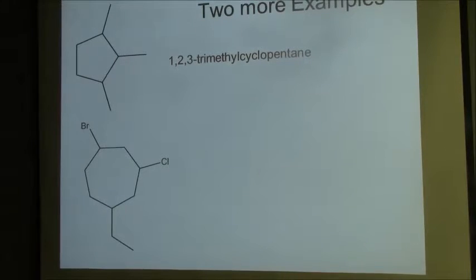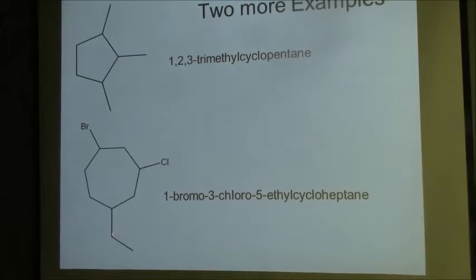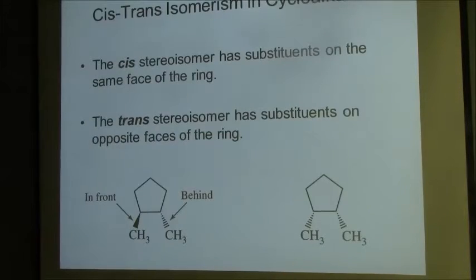Here are 2 more examples. We could have begun numbering from the top or from the bottom. If we started numbering this way, we go 1, 2, 3. If we started numbering here, we go 1, 2, 3. So either one works. So this is 1,2,3-trimethylcyclopentane. With the next one, we want to begin numbering here because B comes before C, and B and C both come before E. Right? So this is 1-bromo, 3-chloro, 5-ethylcycloheptane because it's a 7-membered ring.